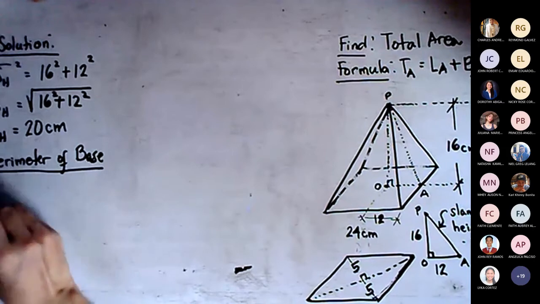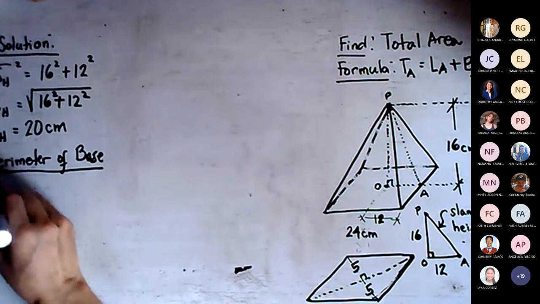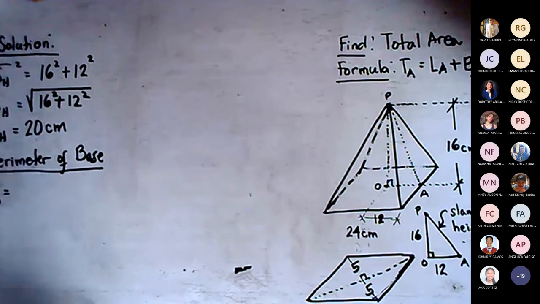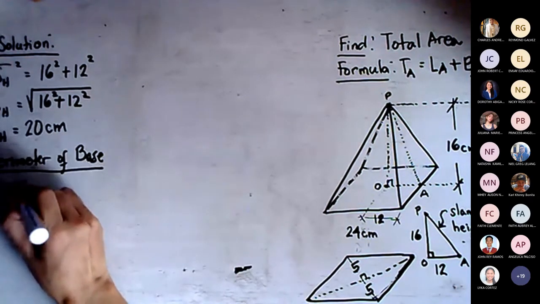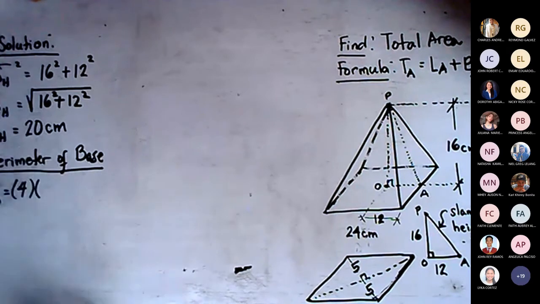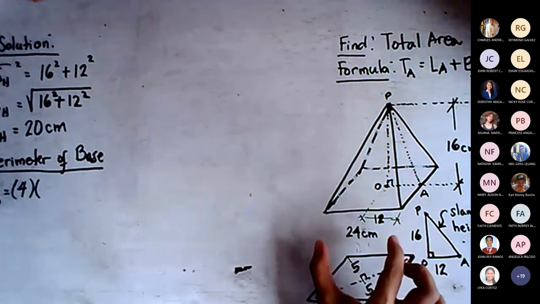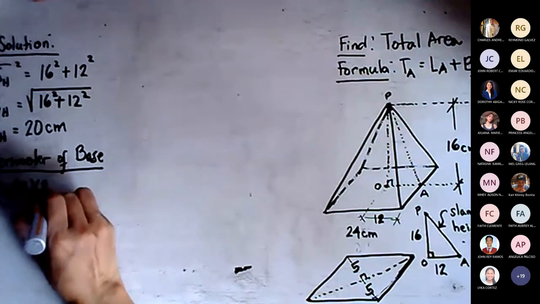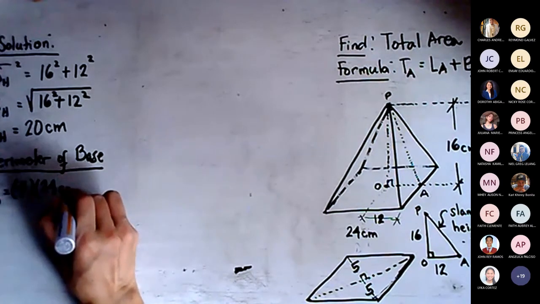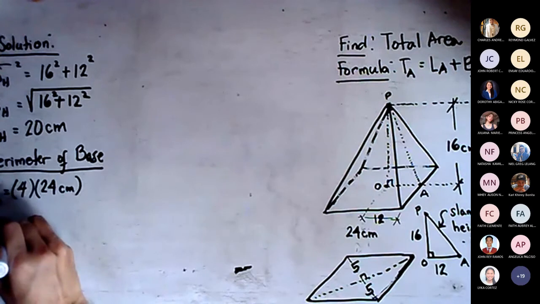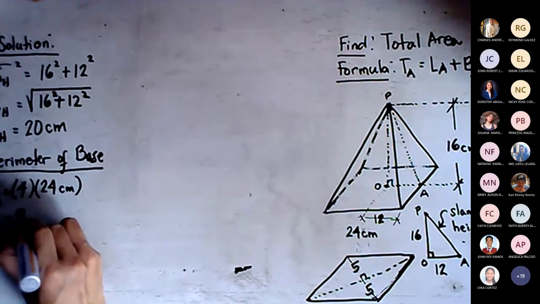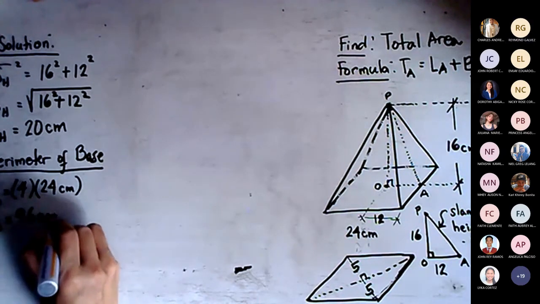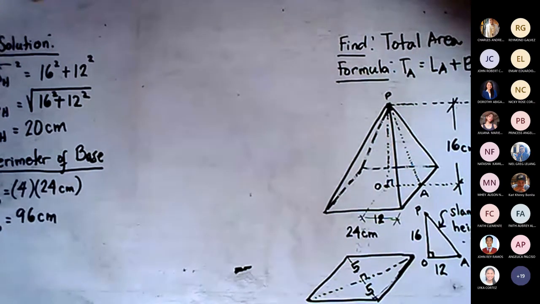So what will be the perimeter of the base? How many sides do we have? 4. Multiply it by how much? 24 po. Very good. 24 centimeters. So the perimeter of the base is equal to 96 centimeters.